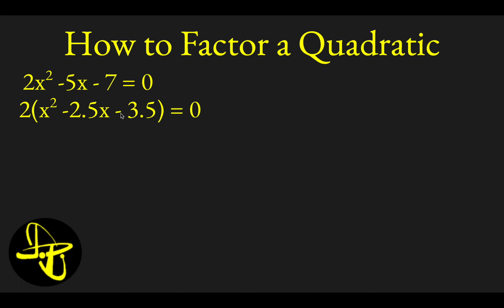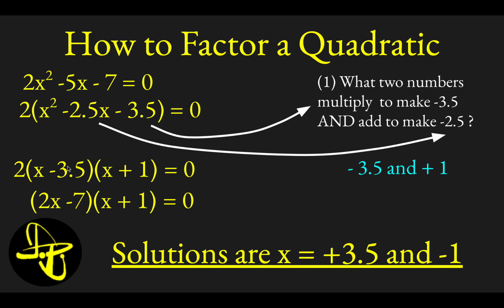Now you notice what I did here. Depending on the form of your answers, let's say in your textbook, they might not like you leaving things with fractions or decimals. And so in that case, you could just redistribute the 2 back in here and leave the factored expression like this. And so that's a properly factored version of this expression, 2x squared minus 5x minus 7.